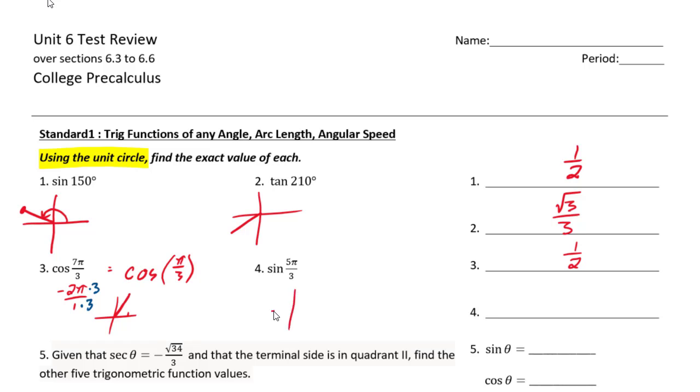The last one here, sine of 5 pi thirds. 5 pi thirds is one that is on the unit circle. It's actually in the fourth quadrant. It's that pi thirds. Remember, all the pi thirds are close to the y, whereas all the pi 6 are all close to the x, as far as the axes are concerned.